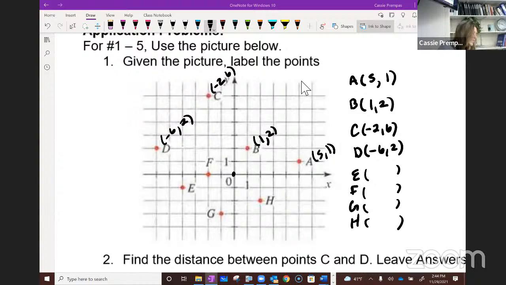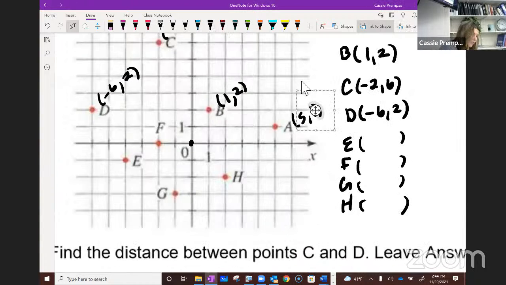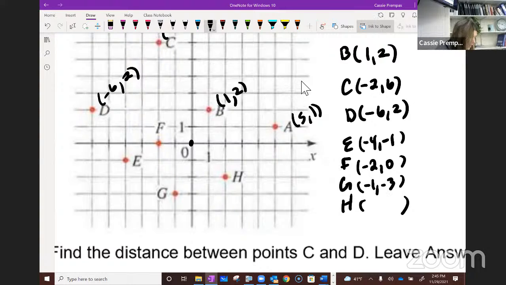Okay, so point E is at -4, -1. Point F is at -2, 0. Point G is at -1, -3. And point H is at 2, -2. Do you agree, Olivia? Yeah, sure. Yes. Thank you. Hopefully, yes. Let's see your chat. Yep, got it.